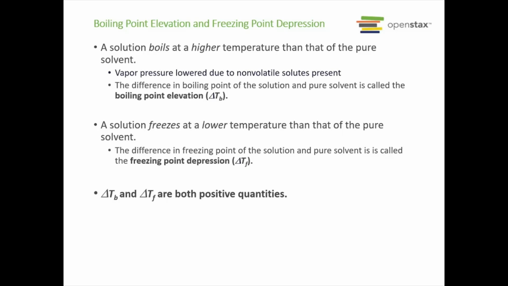So we have what's called the boiling point elevation, or delta TB, and we'll look at the equation for that later. It's the difference in the boiling point of the solution and the pure solvent. So you can solve for this, and then you can predict: you take that delta T, you add it to the original boiling point, and then you get its new boiling point.